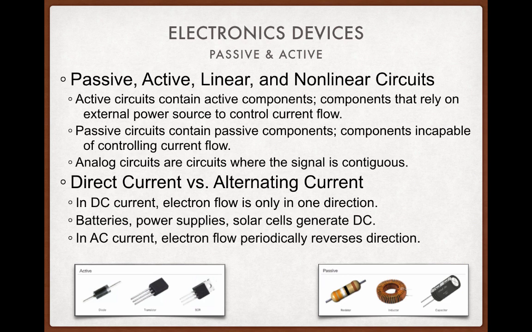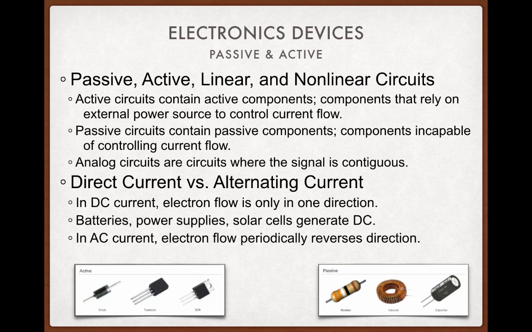Analog circuits are circuits where all the signals are continuous. In other words, they just continue over time. And these are the sort of circuits we need to convert into a digital or a discrete time signal for our processing. Direct current versus alternating current, fairly straightforward.